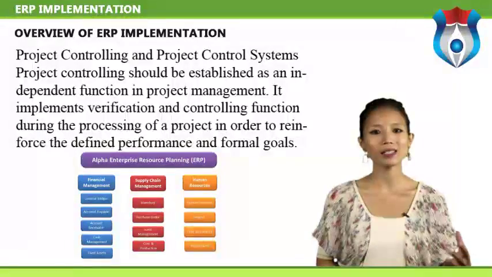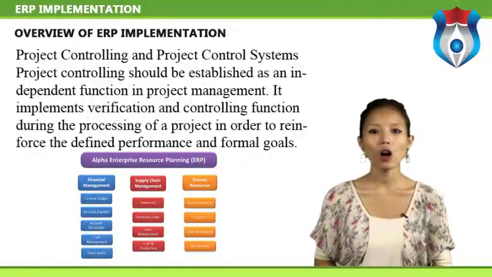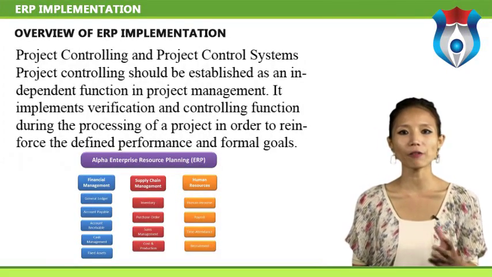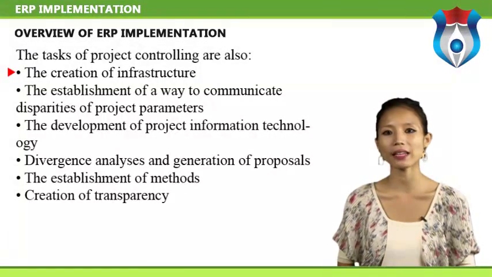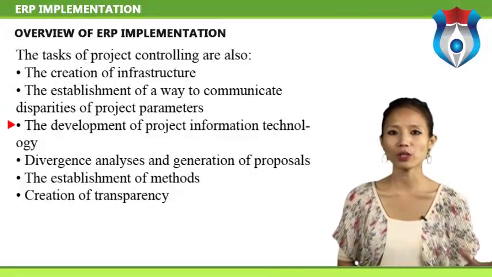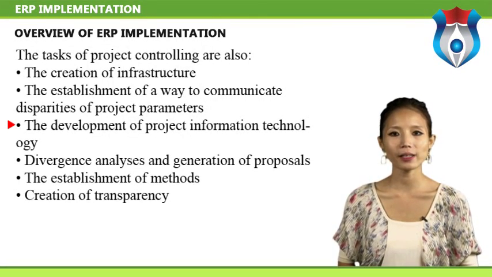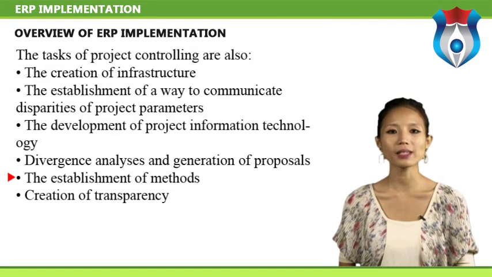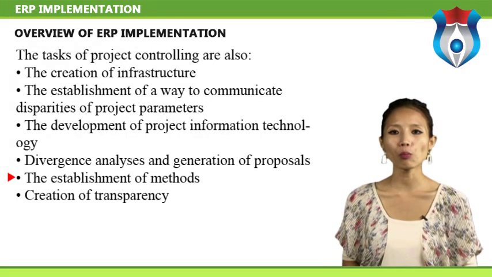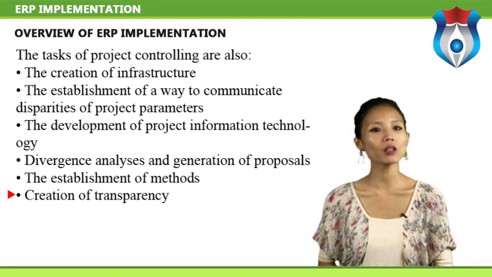Project controlling should be established as an independent function in project management. It implements verification and controlling functions during the processing of a project in order to reinforce the defined performance and formal goals. The tasks of project controlling are also the creation of infrastructure for the supply of the right information and its update, the establishment of a way to communicate disparities of project parameters, the development of project information technology based on an intranet, or the determination of a project key performance index system, KPI, divergence analysis and generation of proposals for potential project regulation, the establishment of methods to accomplish an appropriate project workflow organization, project control and governance, creation of transparency among the project parameters.